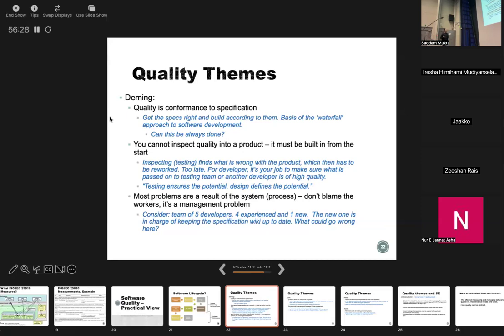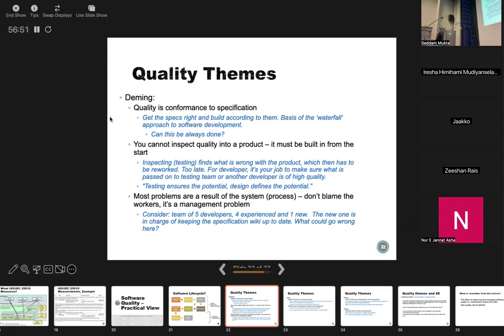Most problems are a result of the system and its process. Don't blame the workers. It's a management problem. So one wrong outcome or one faulty or erroneous product is definitely not the developer's problem. It's a problem with the management.